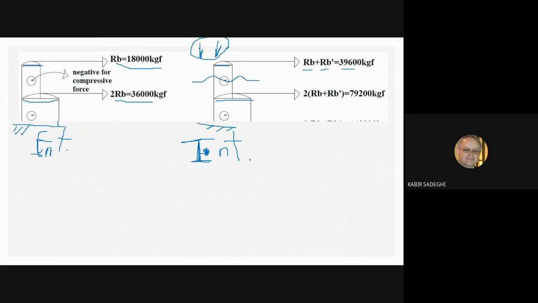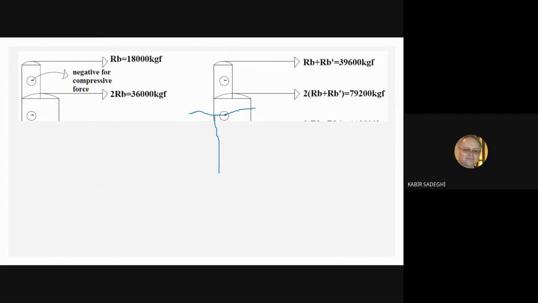If you cut here, the reaction axial load was that one. But when you go to the first floor, you should cut from here and see what the reaction and what the axial load is. This time, you have one reaction of beam here, one reaction of beam here. And also in the other floor, we have one reaction here and one reaction over here.